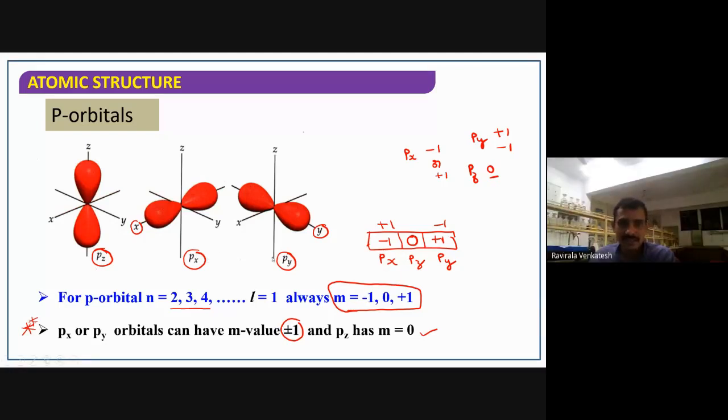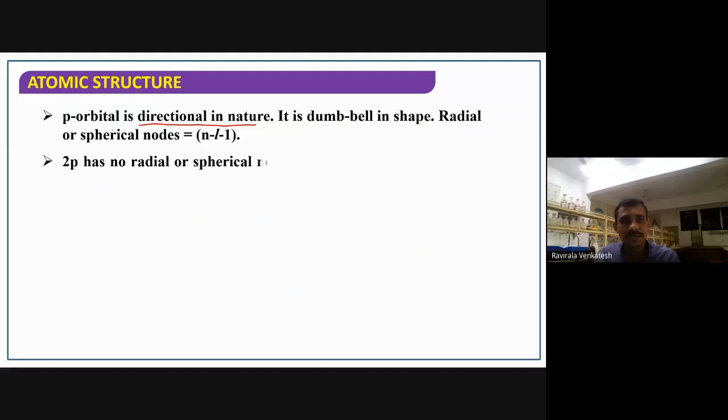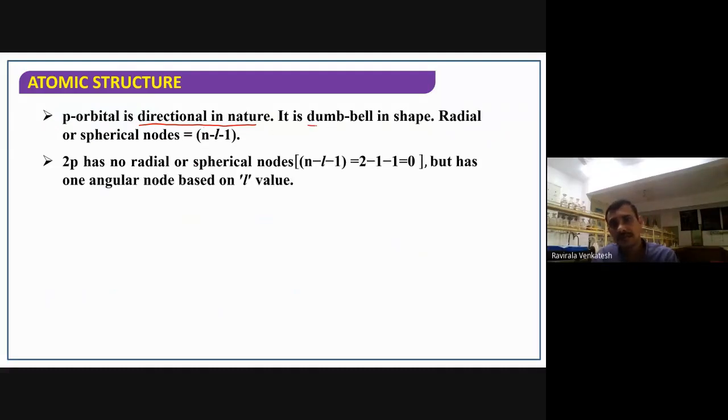Now, are these directional or not? See, Py, which direction does it have? On the y direction, right? So the p orbital is directional in nature, and the shape is called dumbbell shape. Radial nodes, spherical nodes, I already discussed. For the 2p orbital, how to calculate the radial nodes? We already discussed a formula. How to calculate angular nodes? Angular nodes are nothing but the l value.